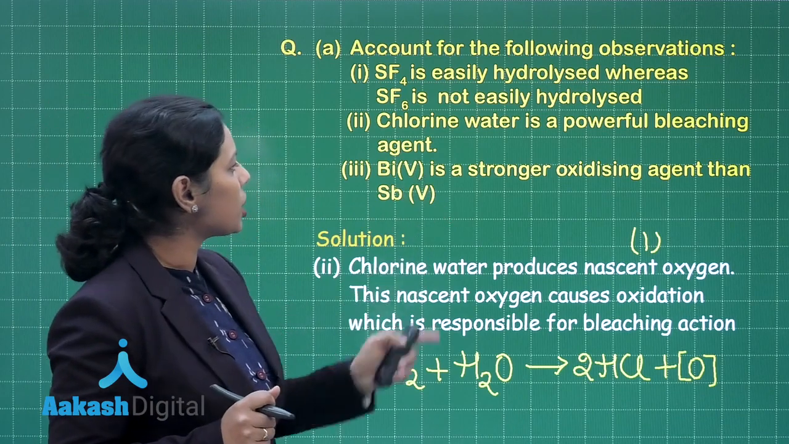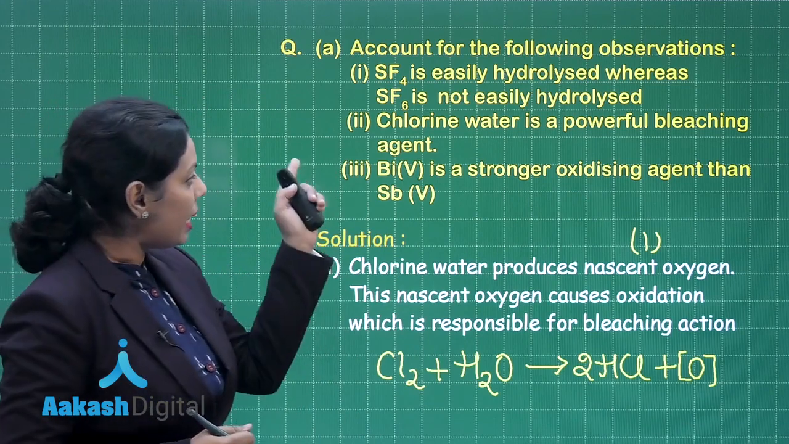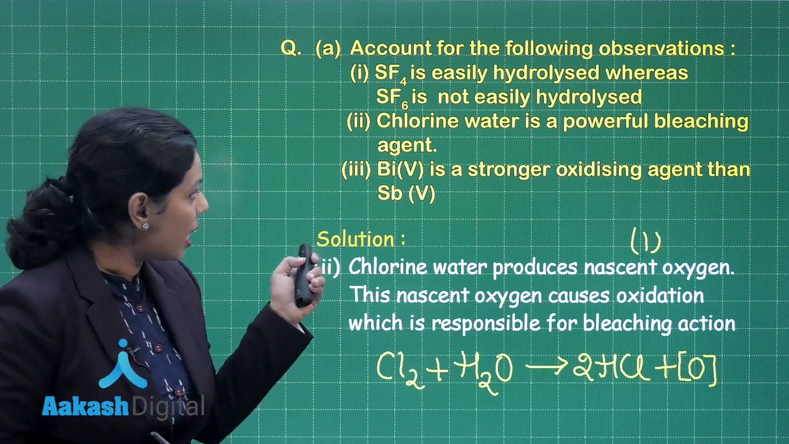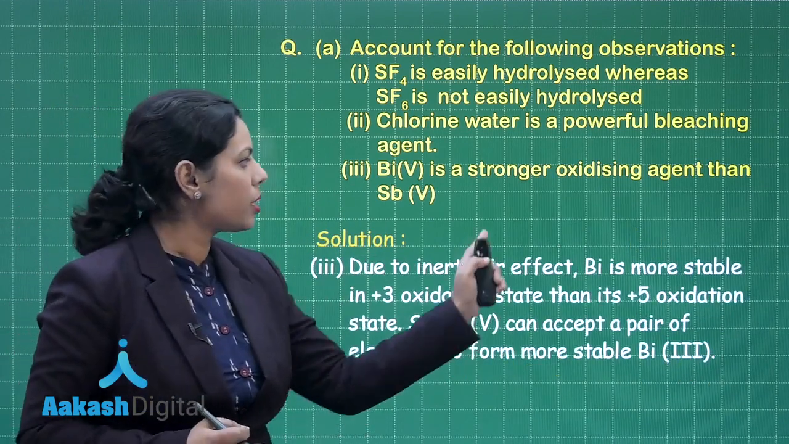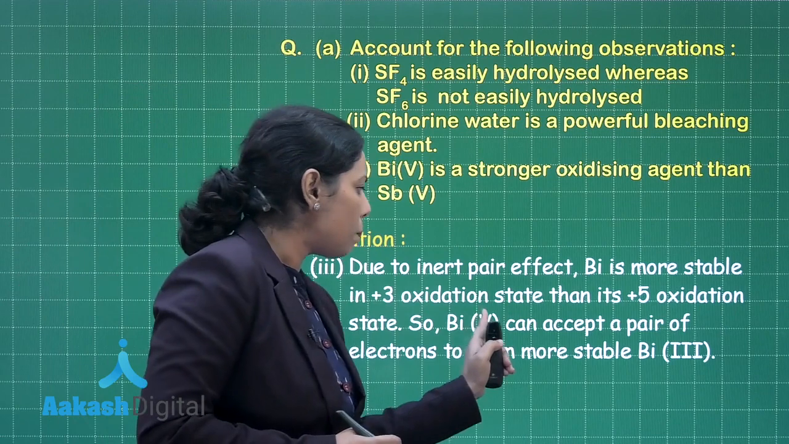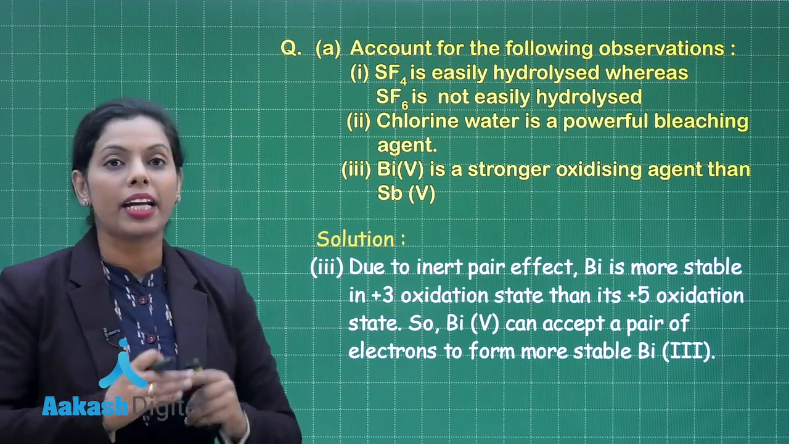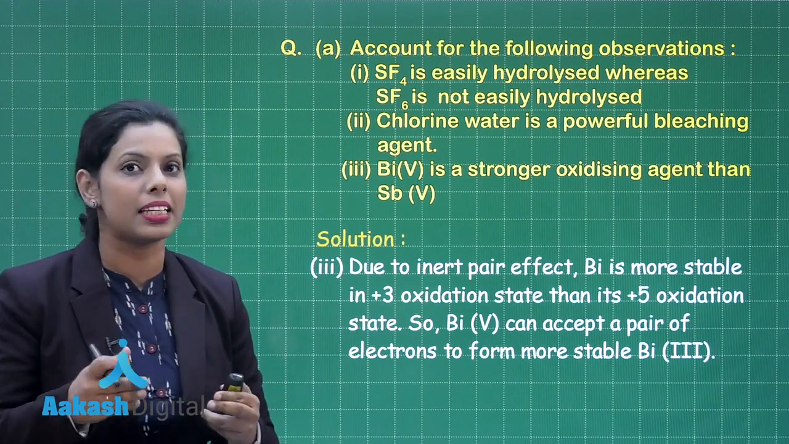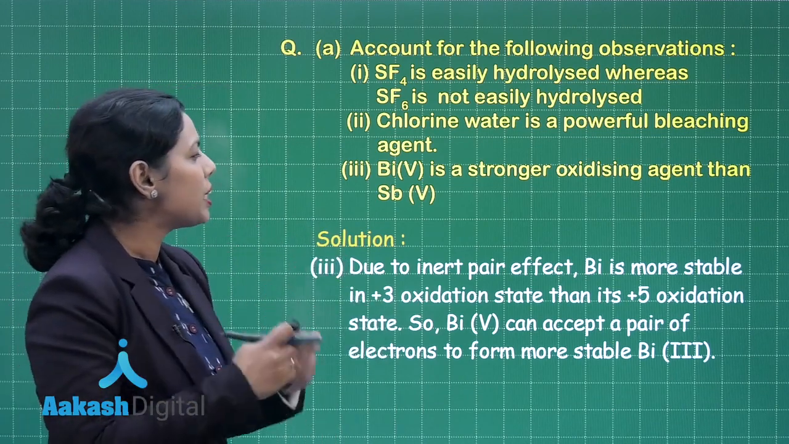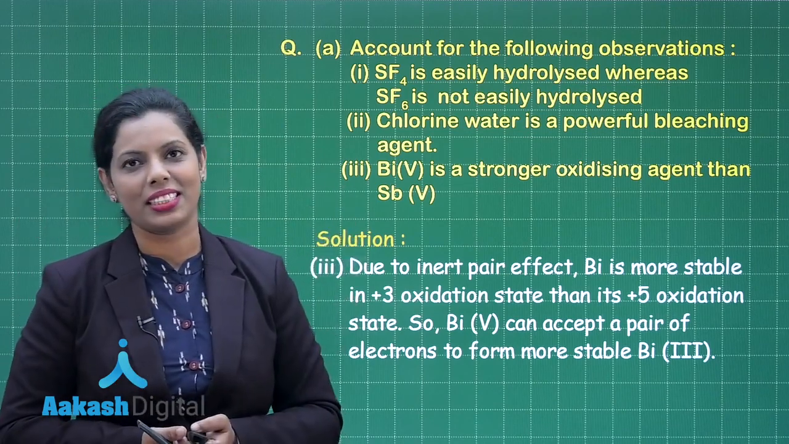Bismuth in +5 oxidation state is a stronger oxidizing agent than antimony in +5 oxidation state. If you want to answer this, you should know the inert pair effect. We can answer this as: due to the inert pair effect, bismuth is more stable in +3 oxidation state. Further, bismuth in +5 oxidation state can accept a pair of electrons, and while doing so, it becomes more stable. It becomes Bi3+, which means it is a stronger oxidizing agent. That is why bismuth is a stronger oxidizing agent in +5 oxidation state than antimony in +5 oxidation state. You will get 1 mark.